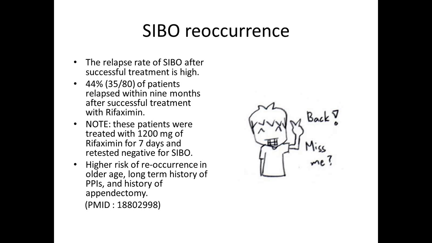So I mentioned SIBO does reoccur, about 44% relapse rate within 9 months. Again, are we not addressing the whole picture? Why is it reoccurring? It seems to reoccur more in patients who are older aged, who have a longer-term history of PPI use and a history of appendectomy. I think earlier I mentioned the patient with acute gastroenteritis. Research has shown that the patient who has acute gastroenteritis that also has SIBO, repeated bouts of acute gastroenteritis will make this more and more difficult to treat.